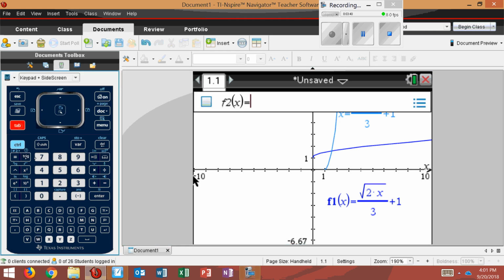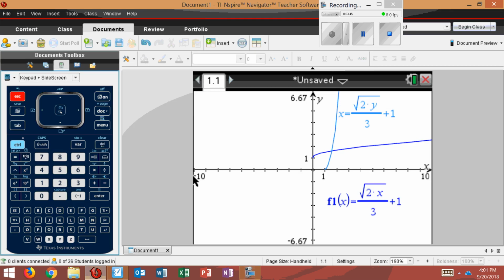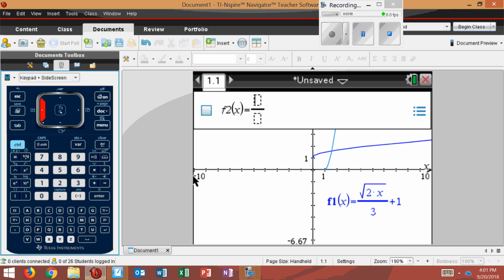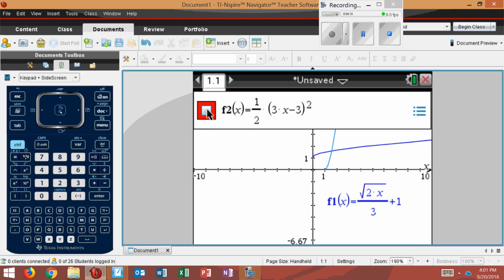Now let's type in our answer. We said the answer is 1/2 times (3x minus 3) quantity squared. Press enter. You'll see that's our graph there. Now, how is that related to what the calculator said should be the inverse? When I check them out, you can see how the one in red goes right on top of what it was supposed to be. So we did find the right answer.